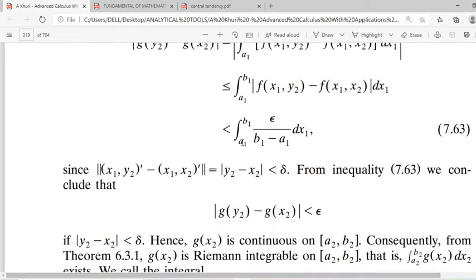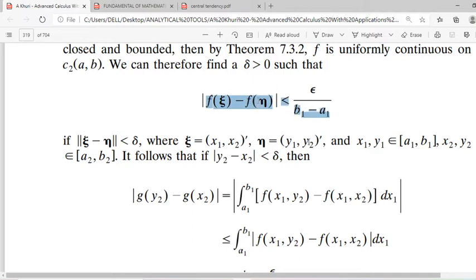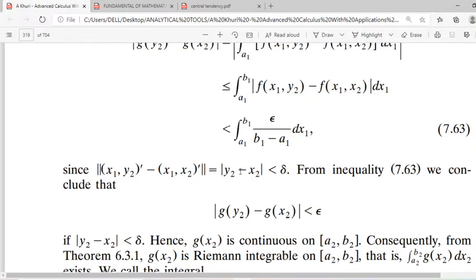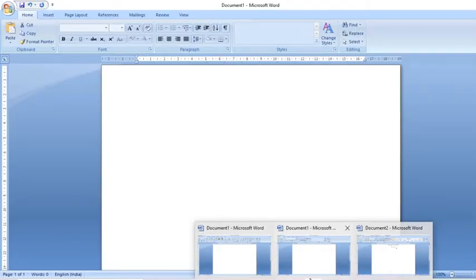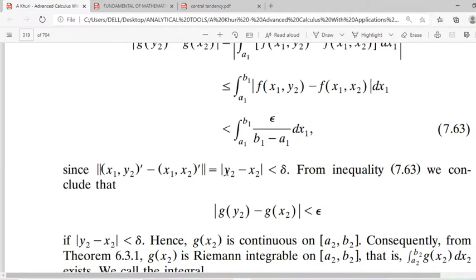But we have taken that f is continuous. Since f is continuous, the difference inside this function will be less than epsilon by b1 minus a1. That is the reason, and we put that result here. Also, this norm is exactly equal to, since the first points are the same, x1 and x1, the difference is 0. If we put x1 instead of y1, this will be 0, and we will only have y2 minus x2. That is taken outside the root, so we get only modulus of y2 minus x2 less than delta.